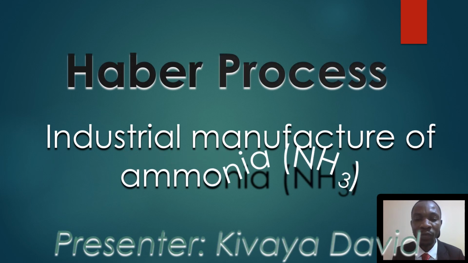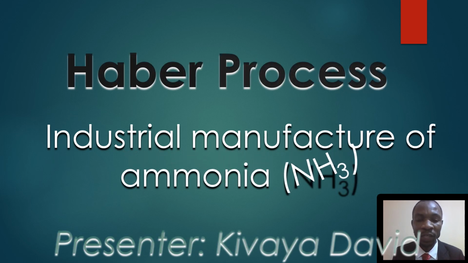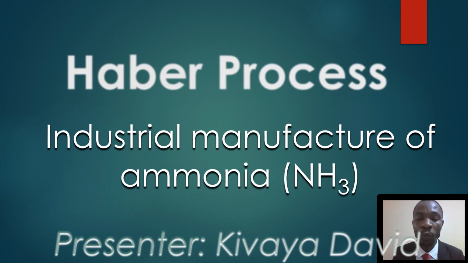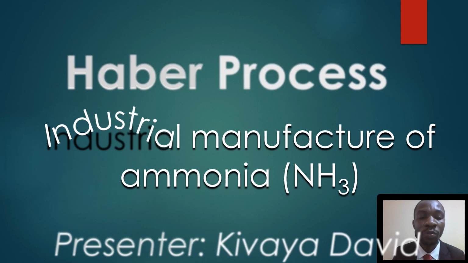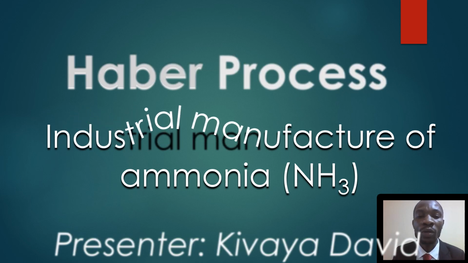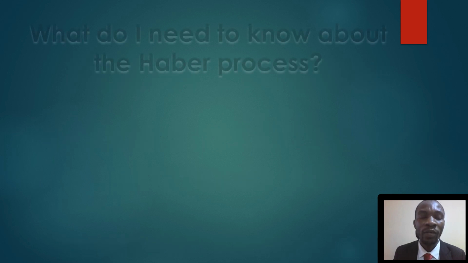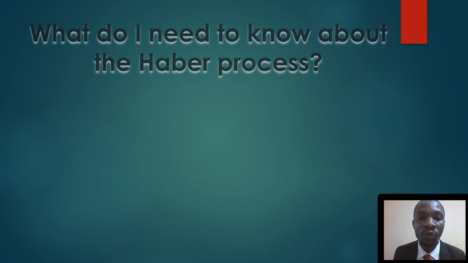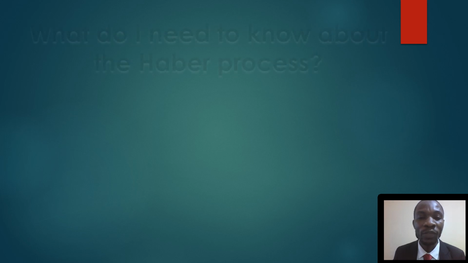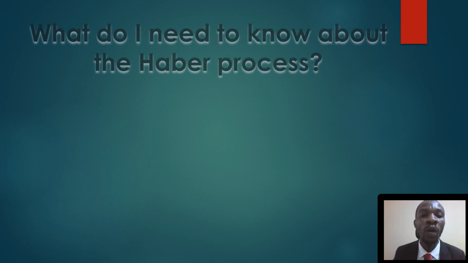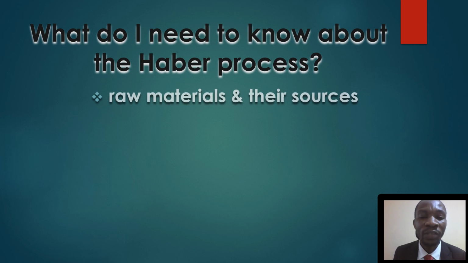And when you hear of the Haber process, there are several things that you must know. By the end of this lesson, you should be able to know the following. You should ask yourself, what do I need to know about the Haber process? So these are the things that you must know. Number one, the raw materials and their sources. You should know which are the raw materials and where you can get them.